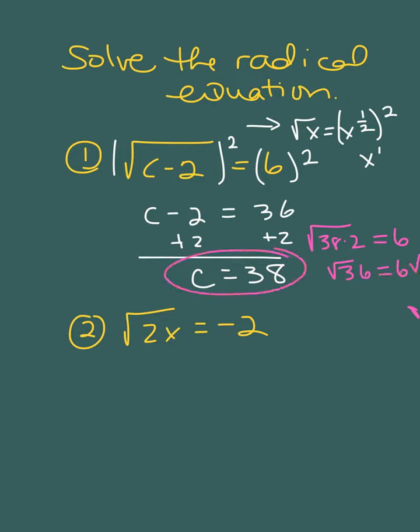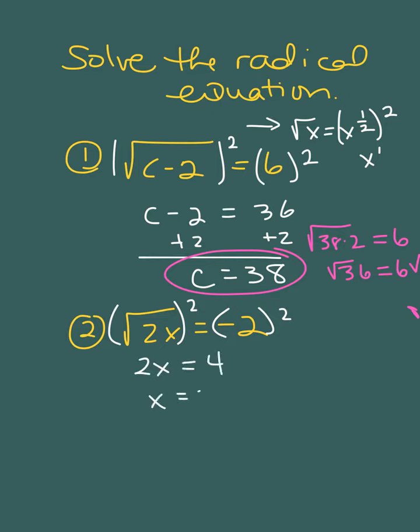Now let's look at number 2. I have the square root of 2x is equal to negative 2. So let's square both sides to get rid of my radical sign. The square root of 2x squared is 2x. Negative 2 squared is positive 4. Divide both sides by 2. So x is equal to 2.